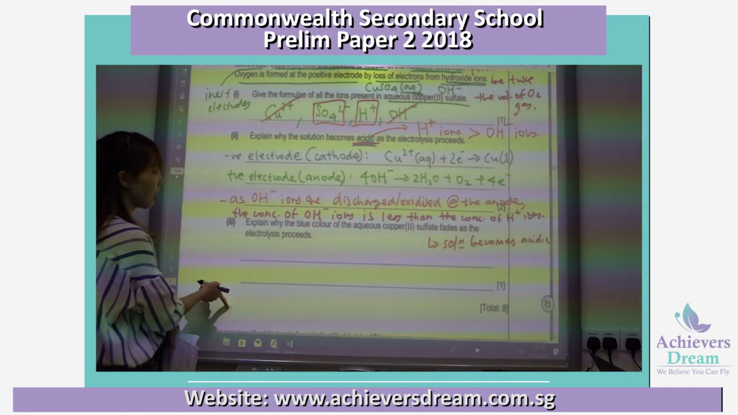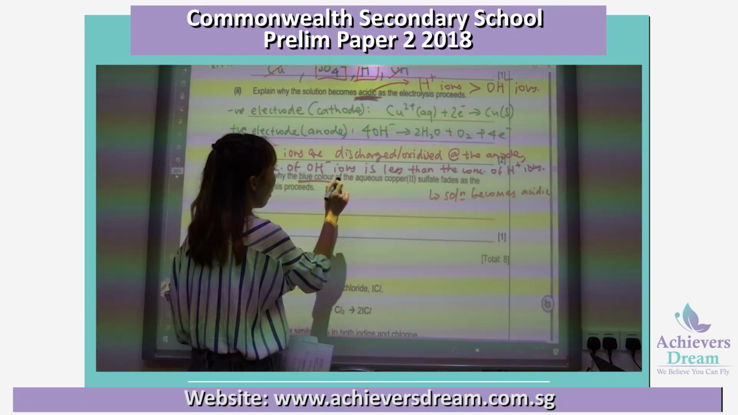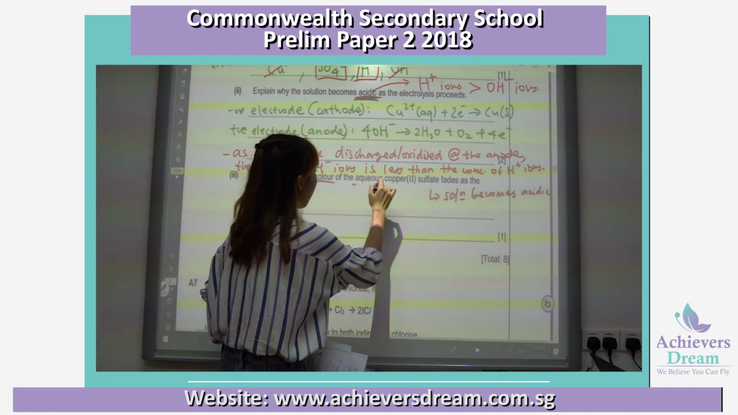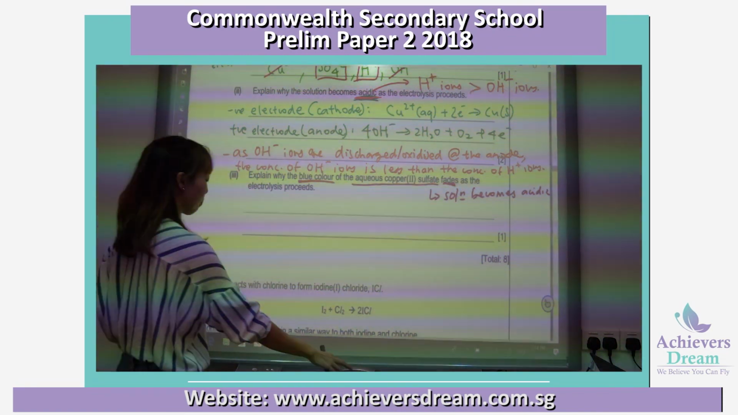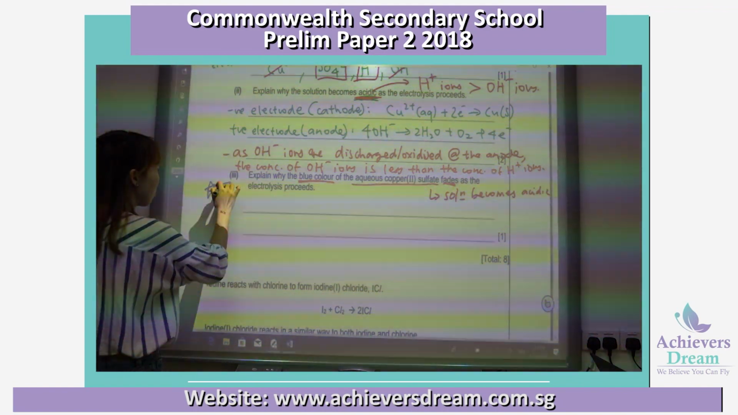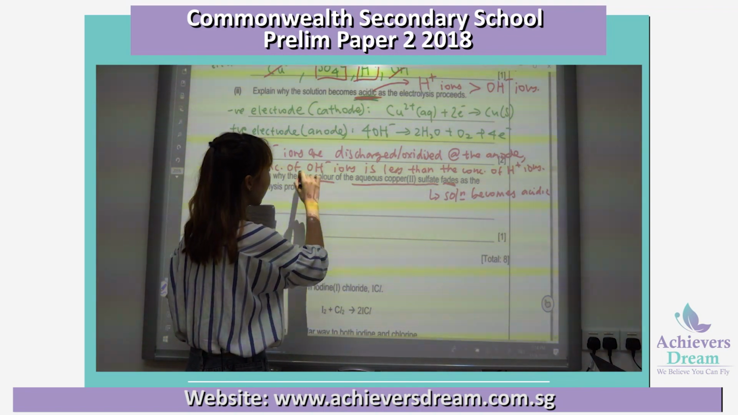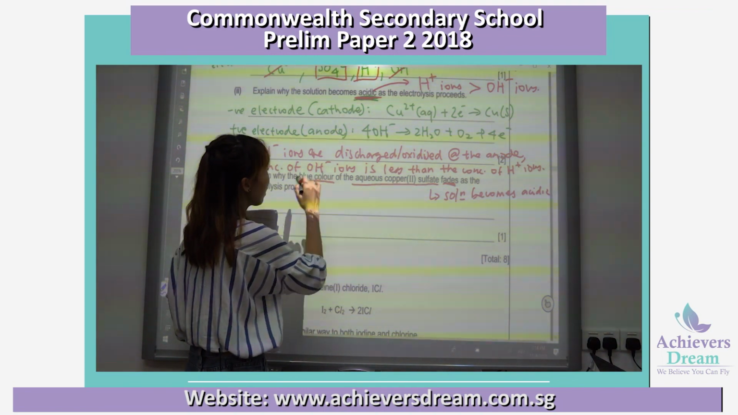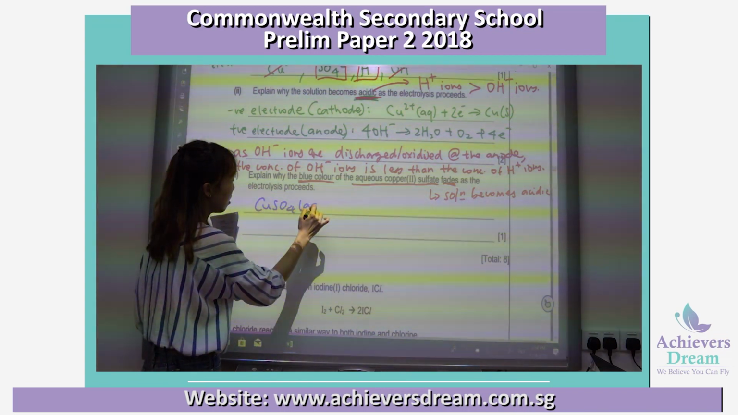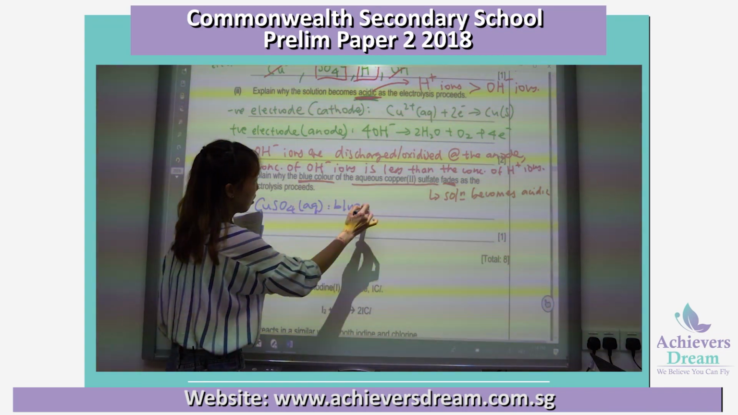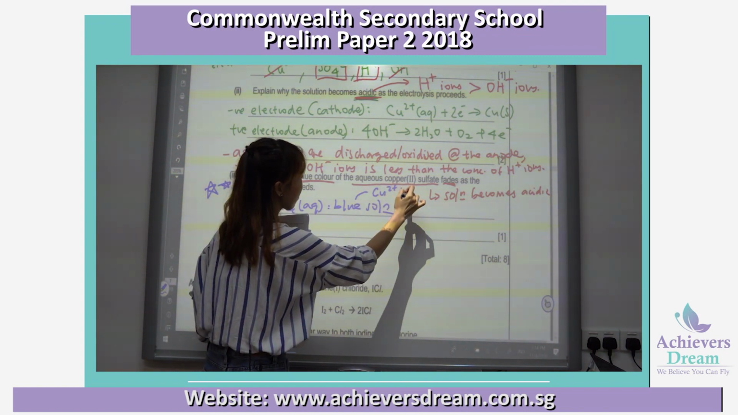Okay, then for part 3, explain why the blue color of the aqueous copper(II) sulfate fades as the electrolysis proceeds. This one is quite a popular question, so just take note. Firstly, this blue color comes from where? Your CuSO4 is actually a blue solution, correct? It comes from your Cu2+ ions.